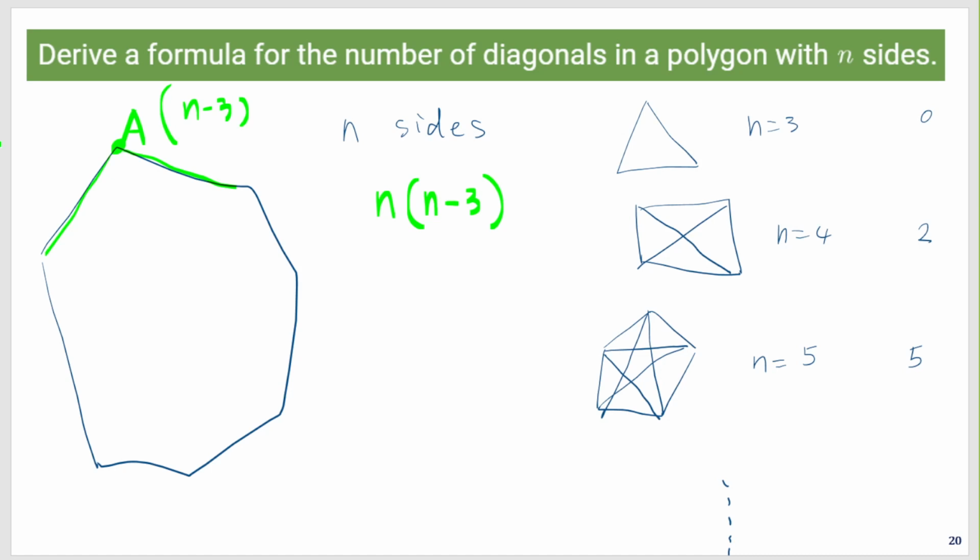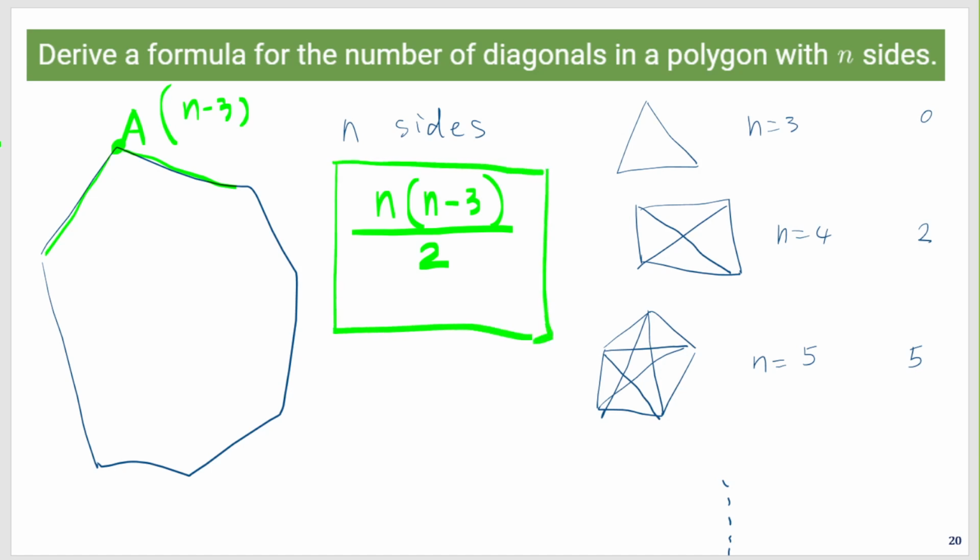However, this counts each diagonal twice. Did you notice that? Therefore, you have to divide this number by 2, right? Why is it counted twice? Because once for each endpoint, right? So the total number of diagonals in a polygon with n sides is given by this formula. So you could also use this as a theorem, okay?